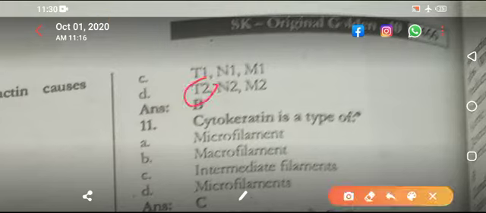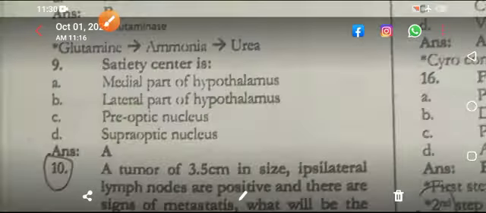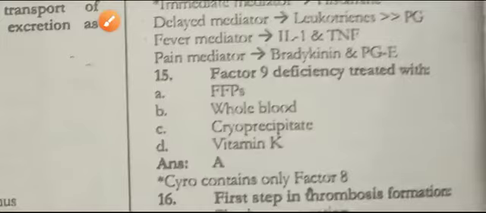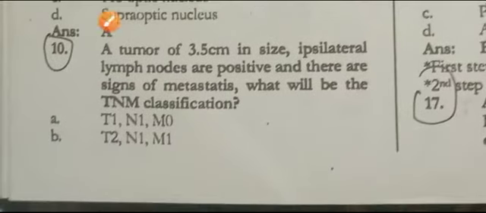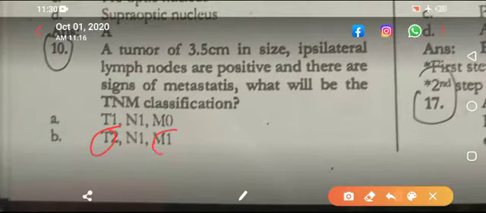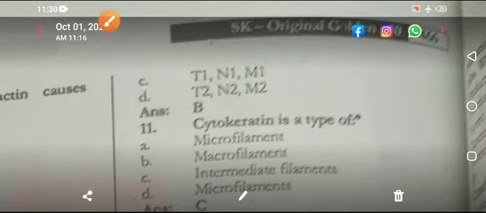T2 is only in 2. T2 only, this is not T1. So we are having T2. So apply the exclusion criteria. T2, but M1 was here. So this is the right option. Why is that not the right option? Because that is M2. M2 means nothing.